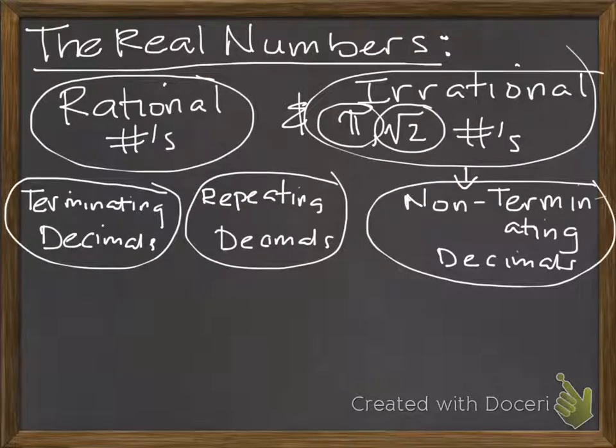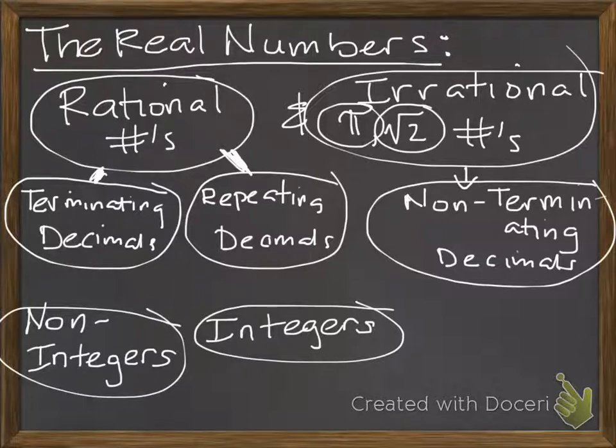Rational numbers can be broken up again into two more groups. It's all of the numbers that can be written as terminating decimals and all of the numbers that can be written as repeating decimals. Remember, these types of numbers can be turned into fractions, so therefore they belong under the group of rational numbers. Non-terminating decimals obviously belong to irrational numbers.